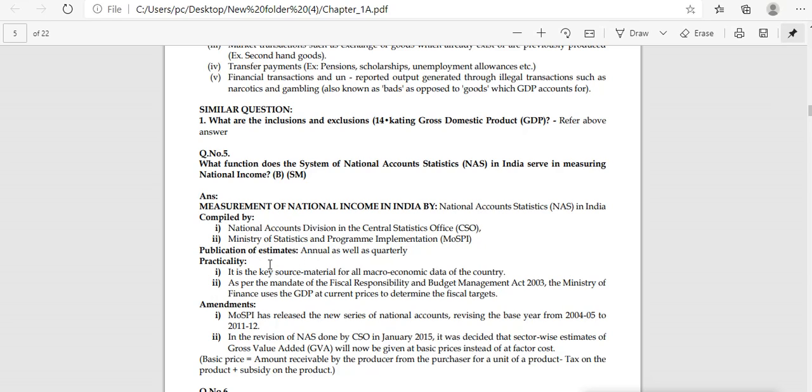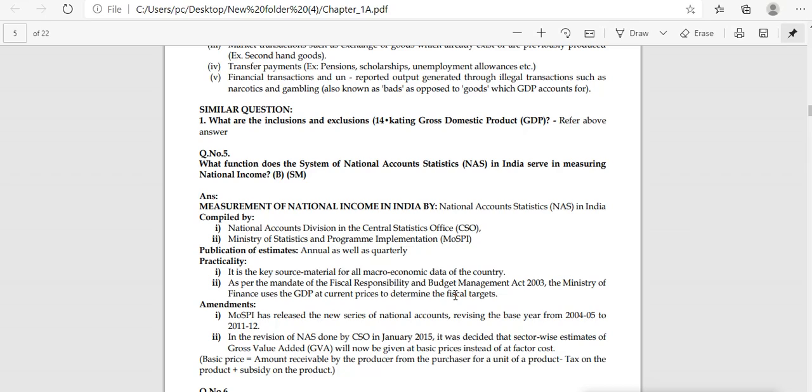And the estimates are generally published annually and also sometimes quarterly. And the data given by these two organizations will act as a key source material pertaining to macroeconomic data of the nation, especially in India. And as per the mandate of the Fiscal Responsibility and Budget Management Act 2003, the Finance Ministry uses the GDP at current prices to determine the fiscal target.